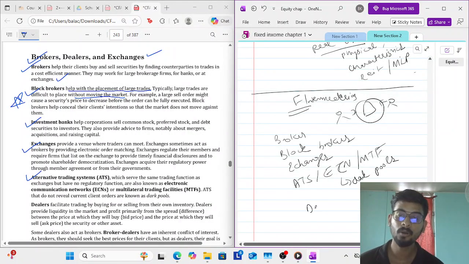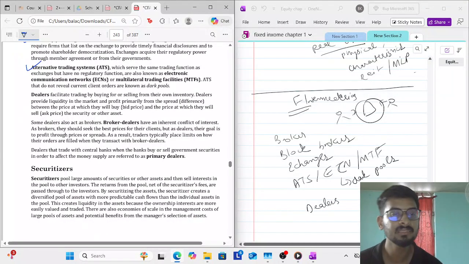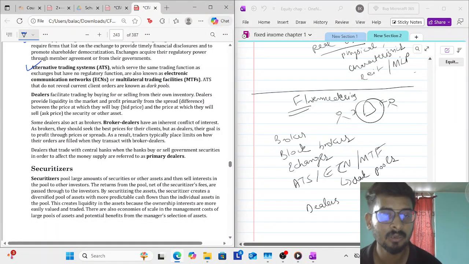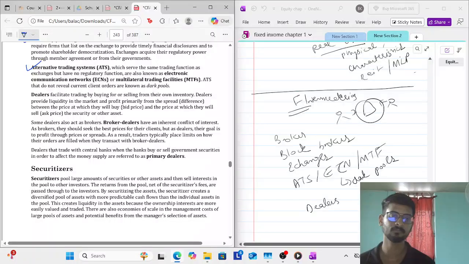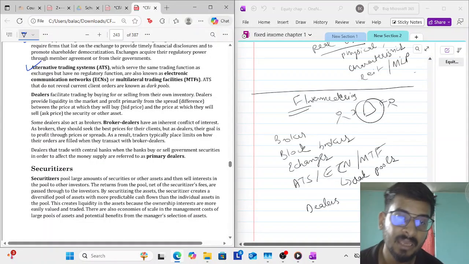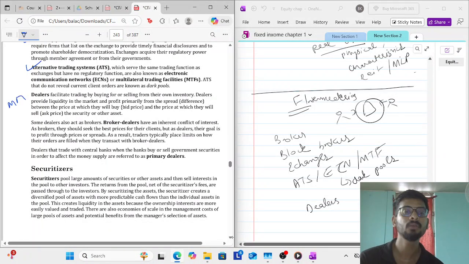Now let's talk about dealers, one of the elements of the financial intermediary. So who are the dealers? Up to now brokers and dealers seem the same, right? Now let's go deep into it. Dealers facilitate trading by buying for or selling from their own inventory. Like market makers, dealers provide liquidity in the market and profit primarily from the spread between the price at which they buy and the price at which they sell the security or other asset. So when you talk about dealers, just think about market makers.